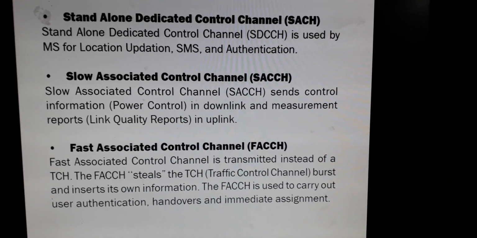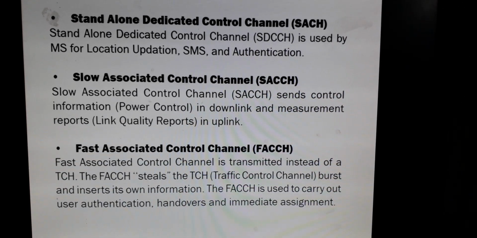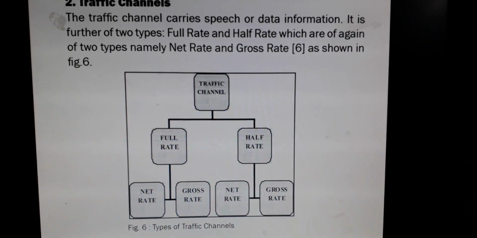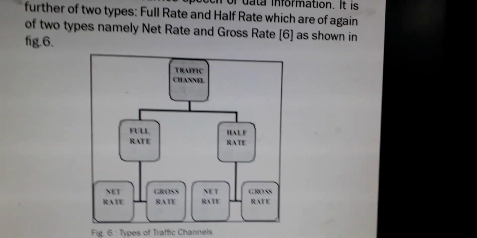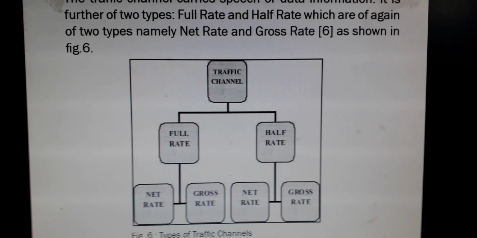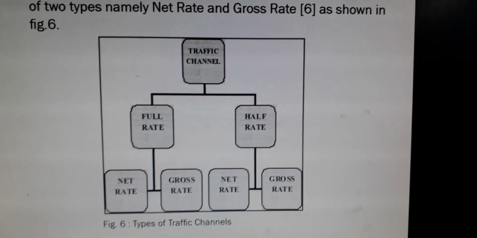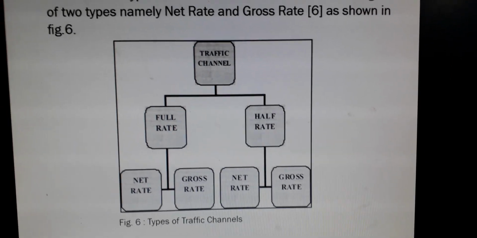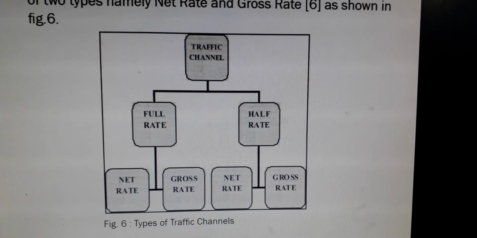Please remember, channel assignment is only done through BSC. There are two important traffic channels: one is full rate and the other one is half rate. Again, these are further subdivided into net rate and gross rate.